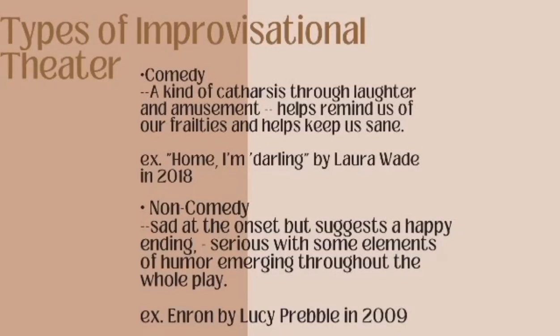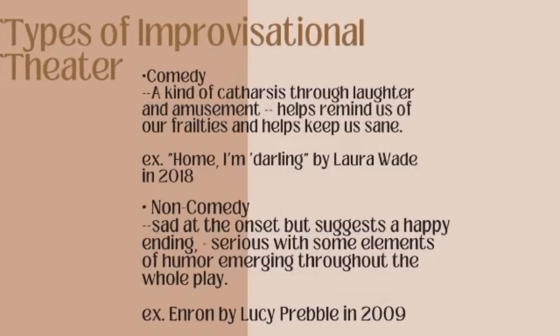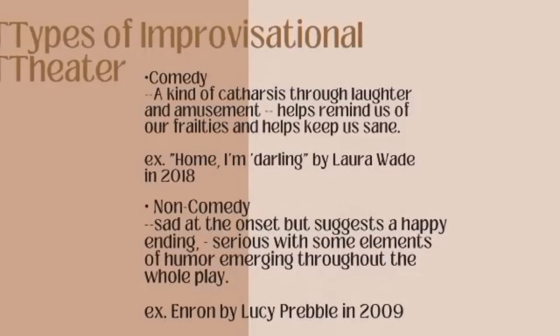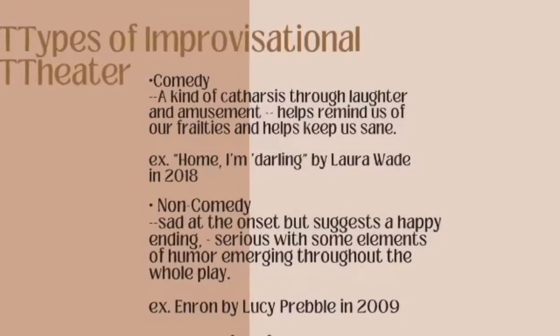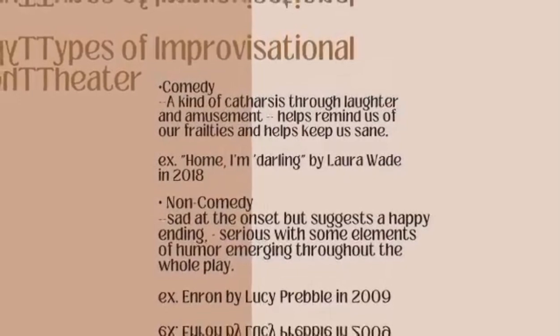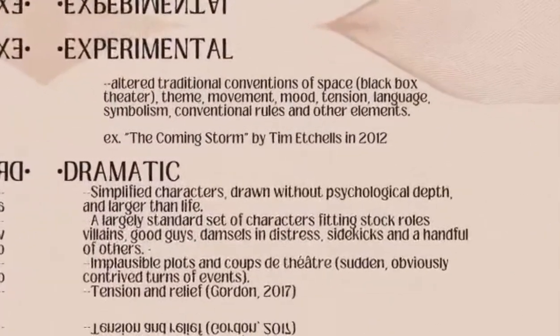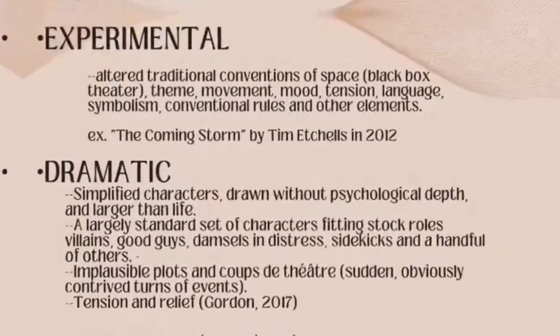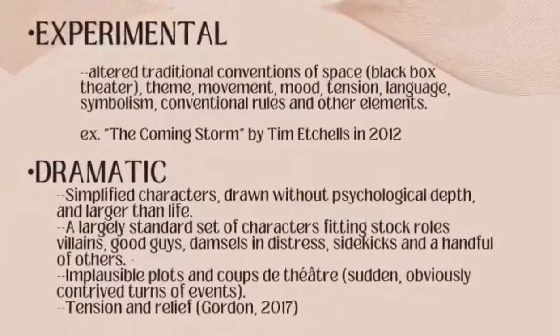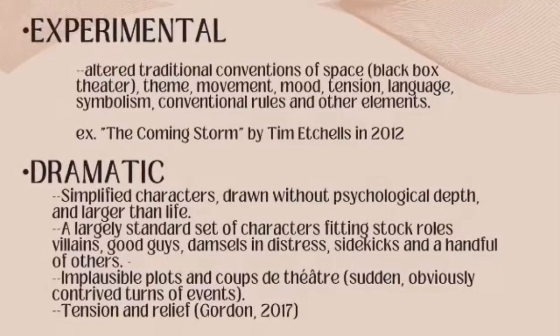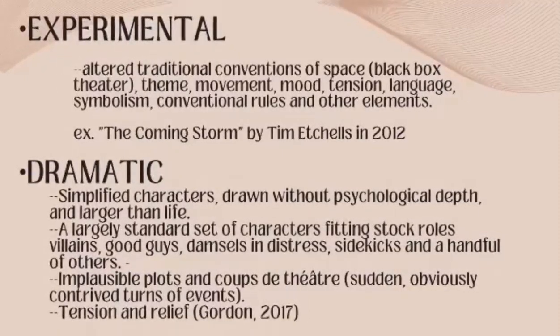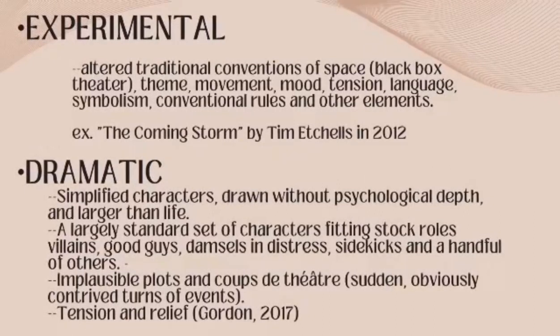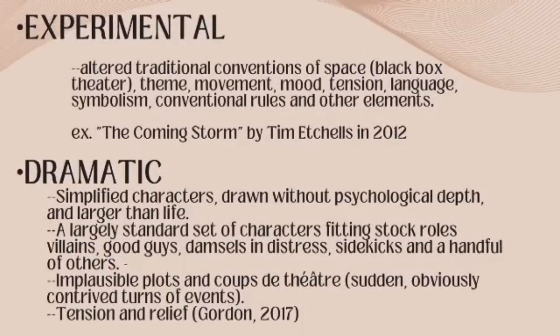The second one is the non-comedy. It is sad at the onset but suggests a happy ending. It is serious with some elements of humor emerging throughout the whole play. One of the examples is Enron by Lucy Prebble in 2009. The third one is the experimental. It alters traditional conventions of space or black box theater, theme, movement, mood, tension, language, symbolism, conventional rules, and other elements. The example of this is The Coming Storm by Tim Etchells in 2012.